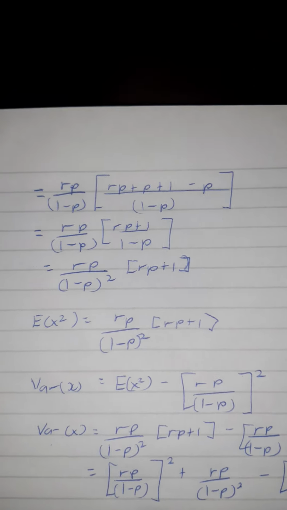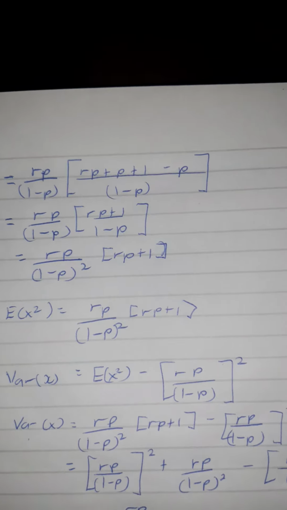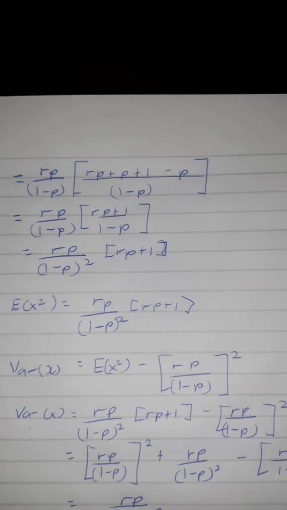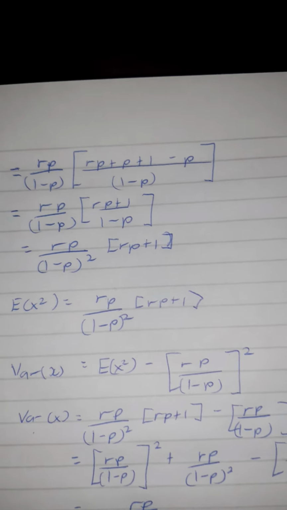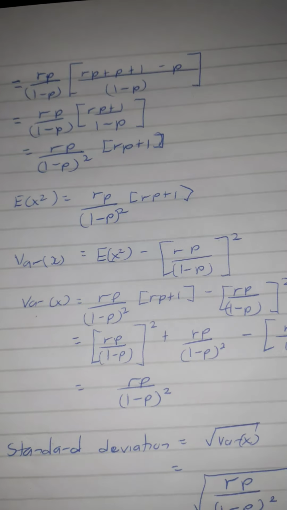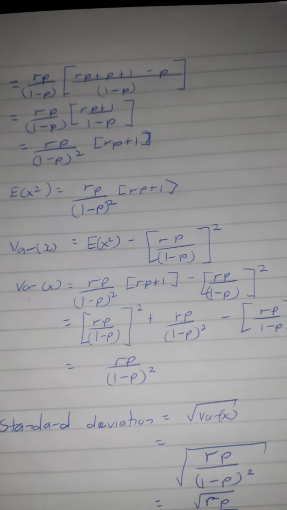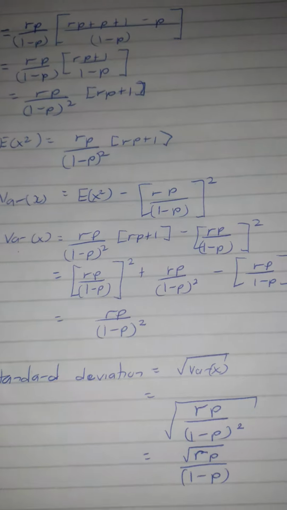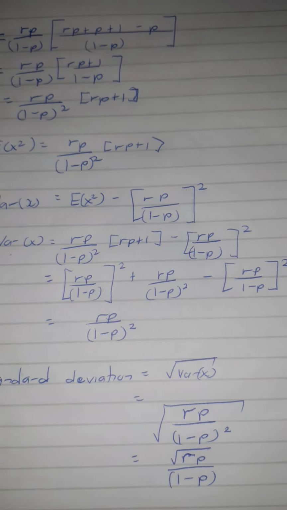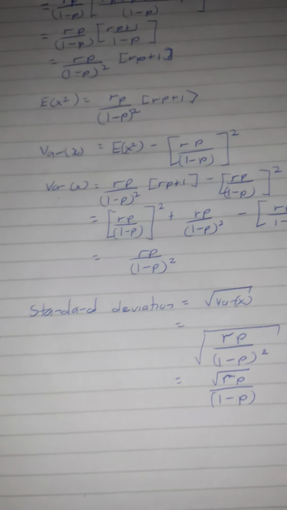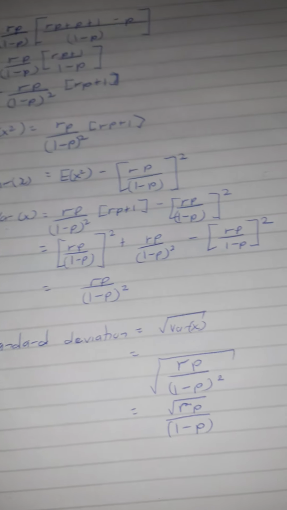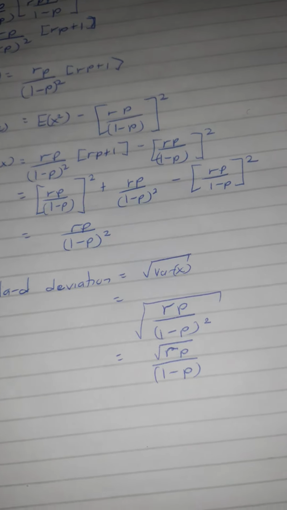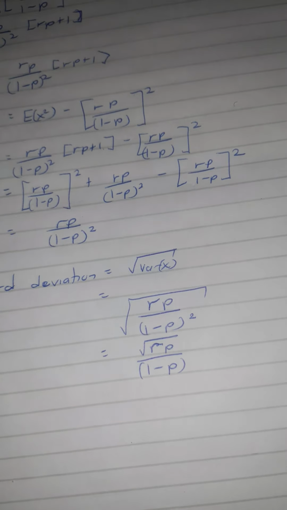Until we get the mean of x squared, which is equal to rp over (1 minus p) squared, times (rp plus 1). Now we can get the variance. Now put it back into the equation of the variance, which will give us rp over (1 minus p) squared. Then the standard deviation is got by the square root of the variance of x, which will leave us with square root of rp over 1 minus p.